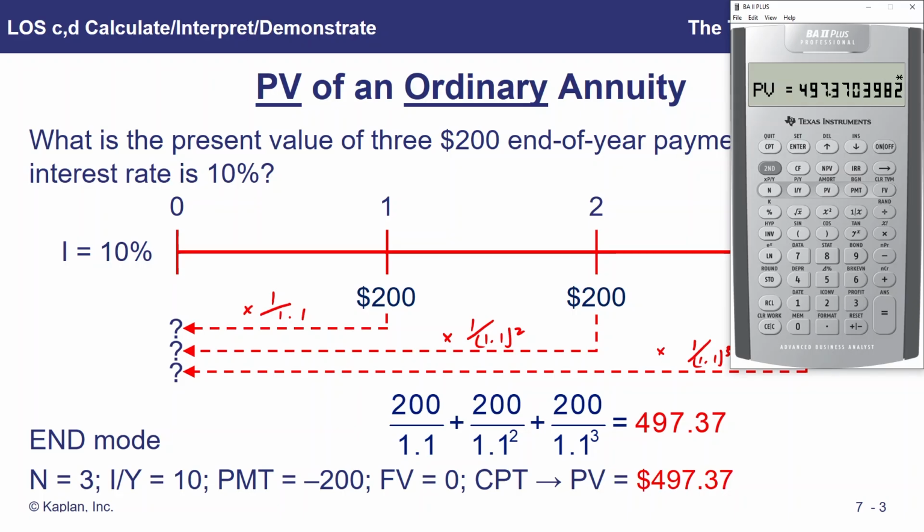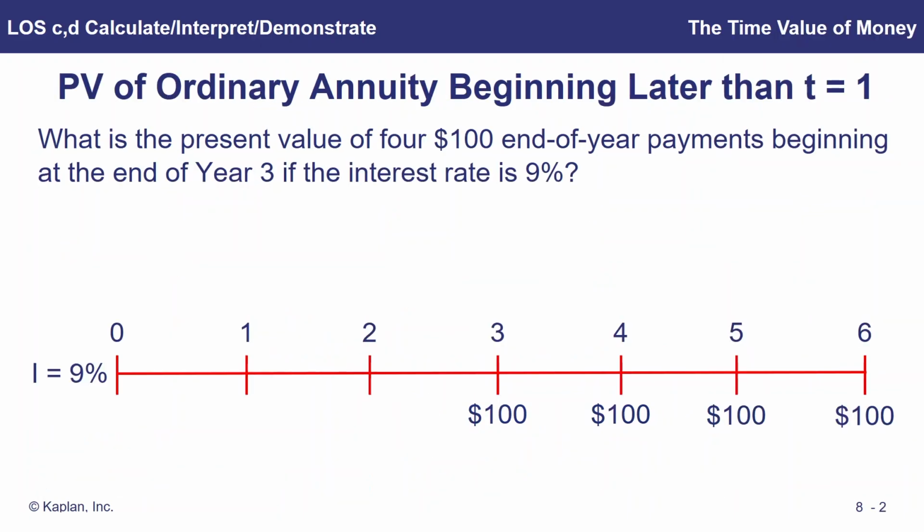Okay, so 497.37. Good. Certainly you're going to be doing that on the BA2 Plus calculator.